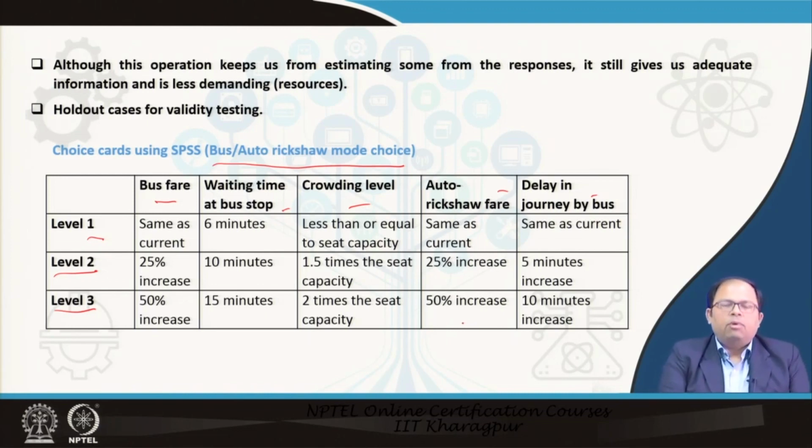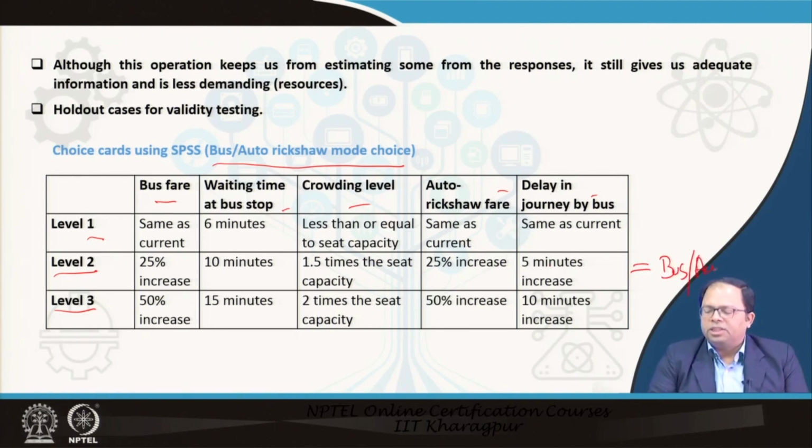So we can have different combinations. For example, one card where bus fare remains the same, but auto rickshaw fare increases by 25%, waiting time at bus stop remains 6 minutes, crowding level is 1.5 times seat capacity, and delay in journey by bus is a 5-minute increase. With this combination, will a person choose a bus or an auto rickshaw? He has to choose between these two, and he may choose the bus, because bus fare remains the same whereas auto fare is increasing, or it may be different altogether. That means we have to create many combinations and present them to the person we are surveying.